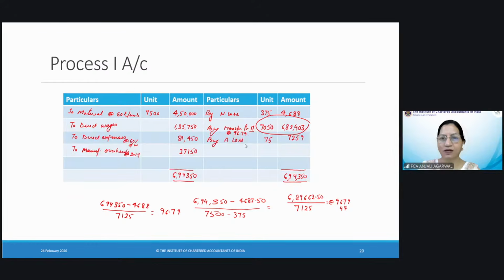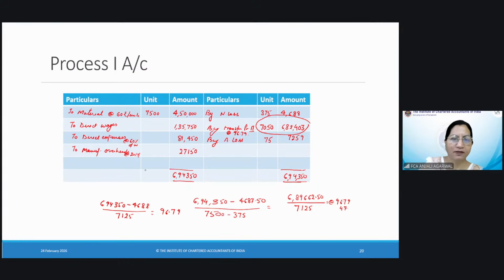Loss is debit, right? But from the process account, loss is always debit. Why are we crediting here? Because we don't want it to be charged to the process one account. In the first class also, abnormal loss will always be written on the credit side of process one. That is how your units will tally.